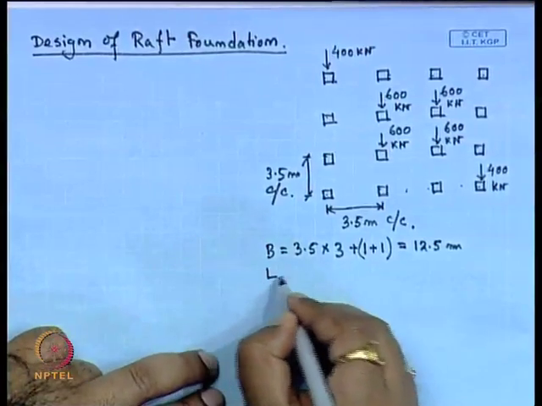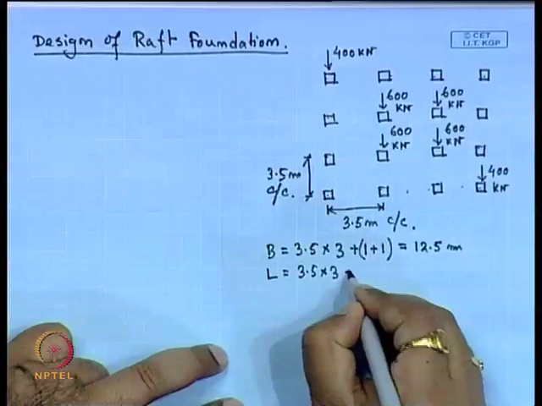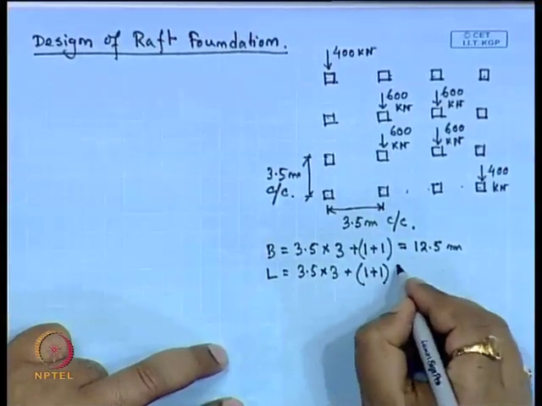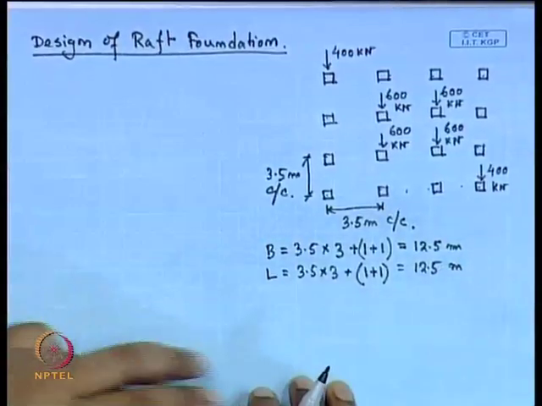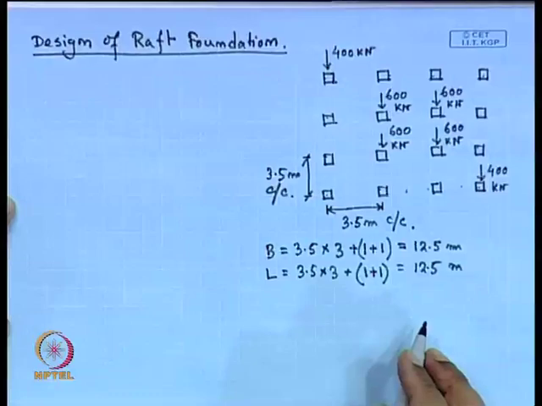Similarly, the length will also be 3.5 into 3. For the first trial, we are taking one additional on this side and one additional on that side. So, that is also 12.5 meter. So, this is a square raft we are designing, but it can be a rectangular raft also.